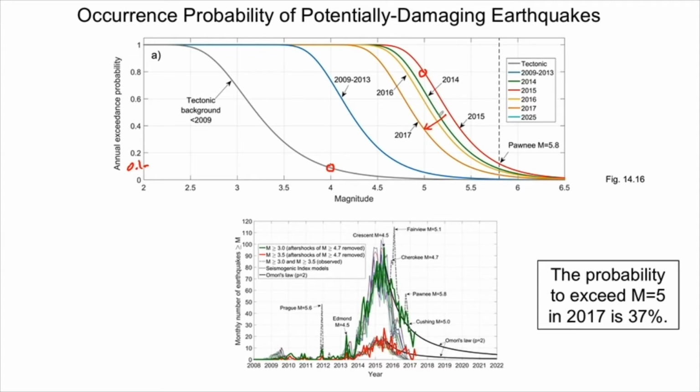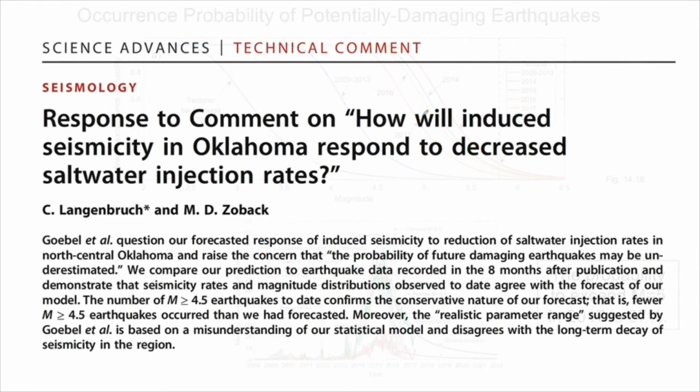And so you could argue that between 2015 and 2017, the probability of a magnitude 5 decreased from about 80% to about 37%. So that's a very significant decrease in just a 2-year period due to that reduction in the injection rate. And so that's why these kinds of models are helpful.